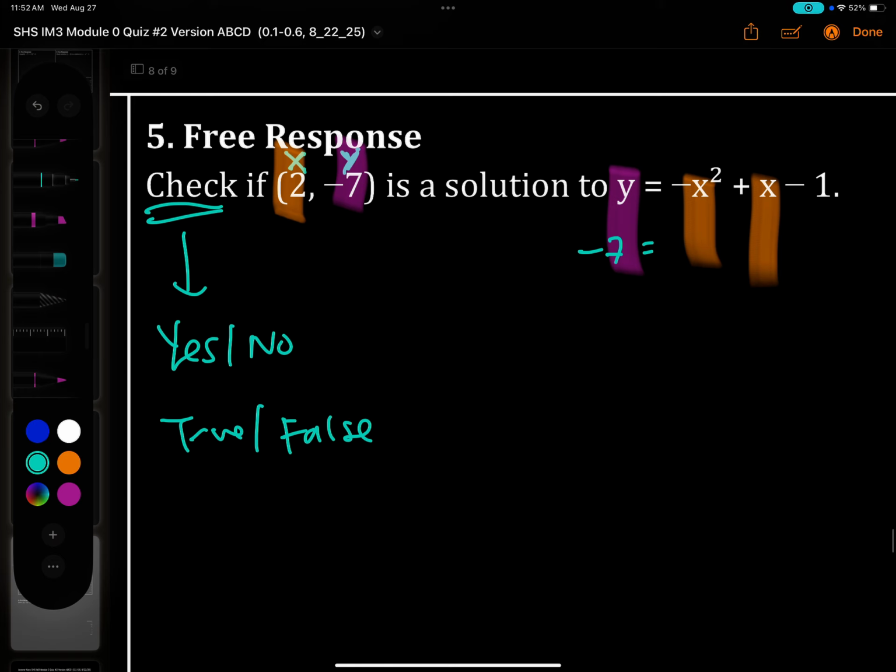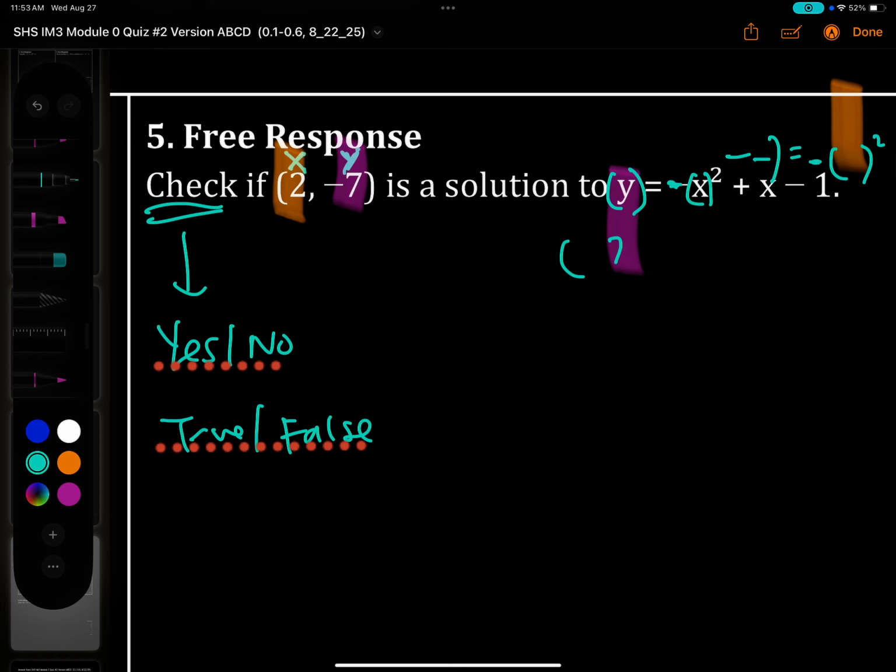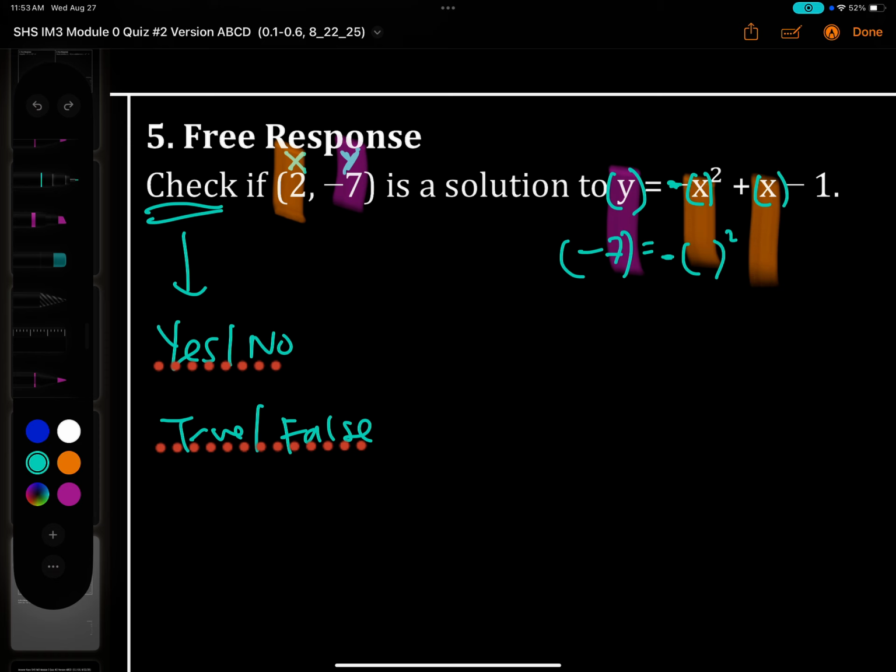And remember with the substitution, you should put in parentheses, right? Hot days, put on the deodorant. So you got to put it in there. And I'm going to make sure that negative sign's on the outside. So x is 2. X is 2.